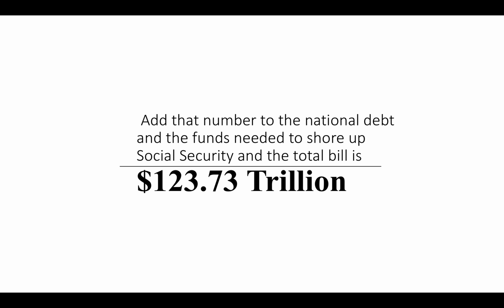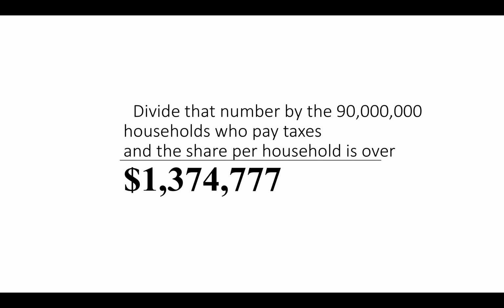And this $123 trillion number, as big as it is, as intimidating as it is, is not all of the underfunded liabilities. We've got to add in the underfunded liabilities of other programs like Medicaid as well. Professor Lawrence Kotlikoff says when you do that, the fiscal gap of the United States is over $200 trillion. But if we just take into account the $123 trillion number, the share per tax return is now almost $1.4 million.